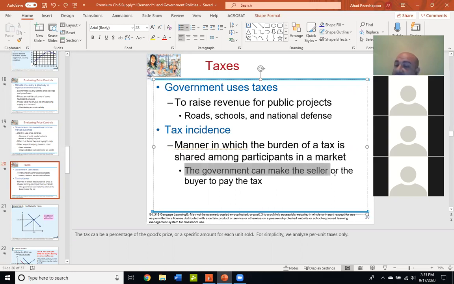The government can make the seller or the buyer pay the tax. Yes, I will tell you that there's a 10% tax for this, or there's a $10 fixed tax. So if you buy a phone from your Apple store or from Amazon or from your phone company or a mobile phone provider, you'll have to pay a 10% tax for the phone you're buying. Or I could say, if the company is selling you a phone, the company has to pay 10% or $10 tax to me, the government. In both cases, the burden will end up being shared.